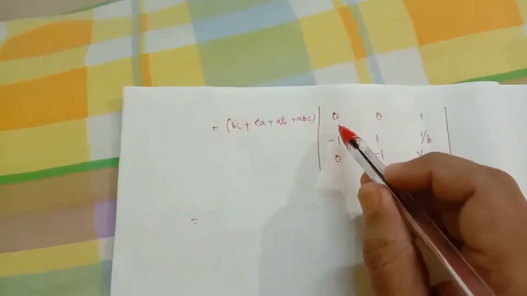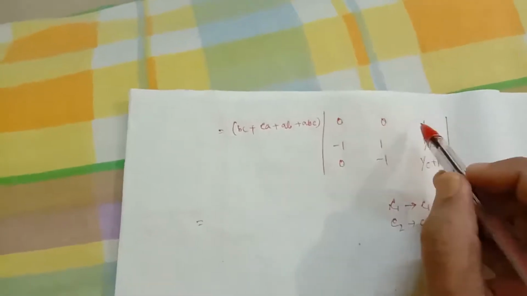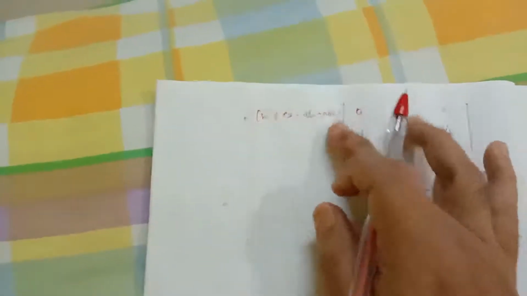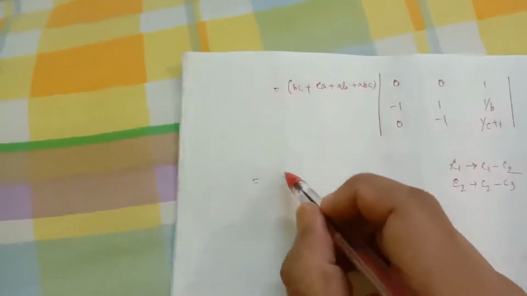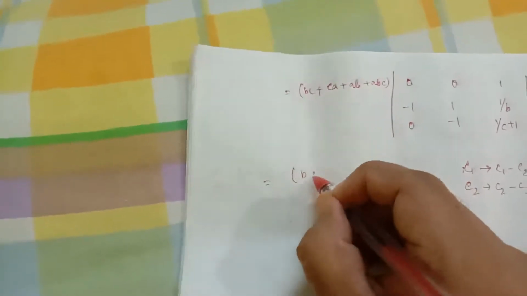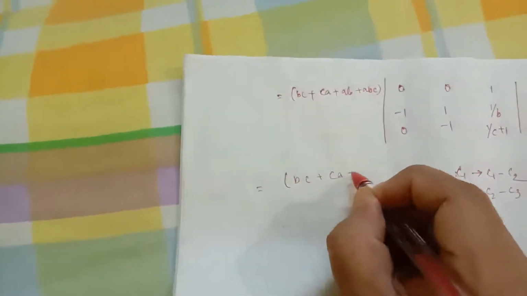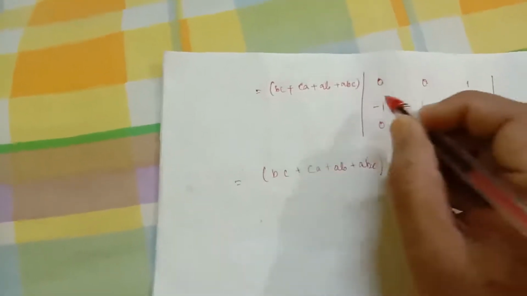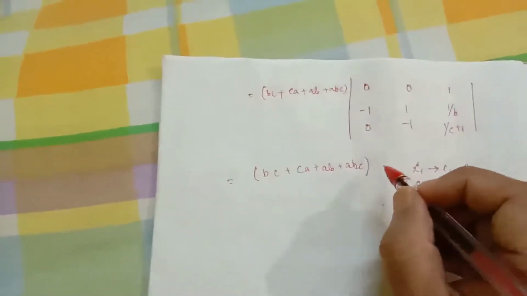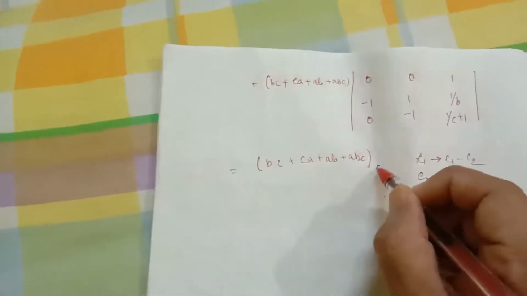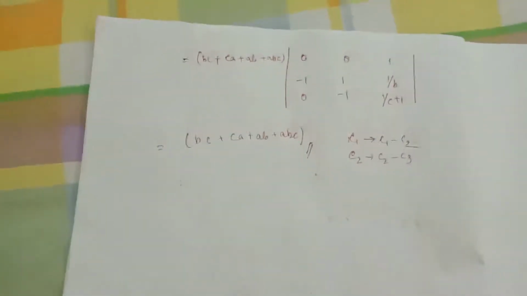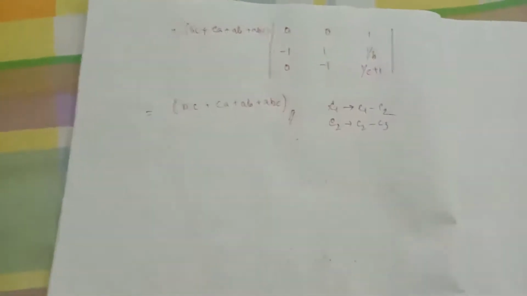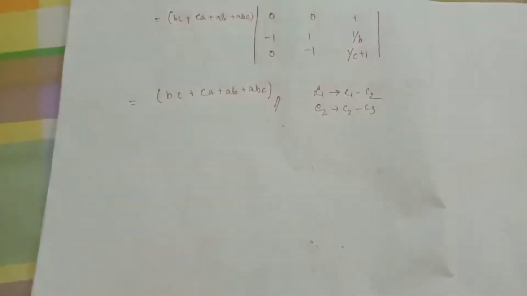So if we expand along first row, 0 into something minus 0 into something plus 1 into 1. So value of this determinant is 1. Ultimately the value of the determinant is BC plus CA plus AB plus ABC, which is the right hand side. It's a very important question, a simple but important question.